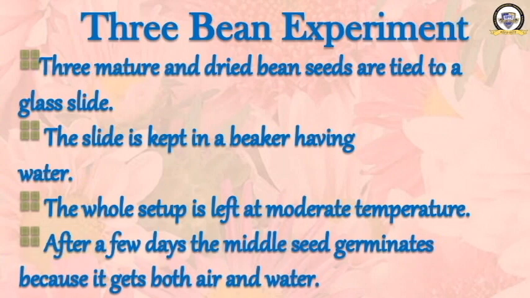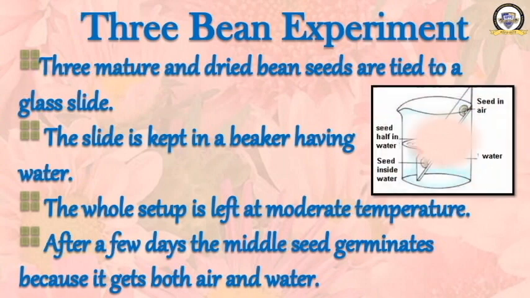After a few days, the middle seed germinates because it gets both air and water. I'll explain with the help of this diagram. In this diagram, you can see a beaker with water and a glass slide with three seeds. One seed is completely immersed in the water. One seed is not dipped in the water but it is getting water, sunlight and air. And the topmost seed is not getting water, rather it gets only air and sunlight.